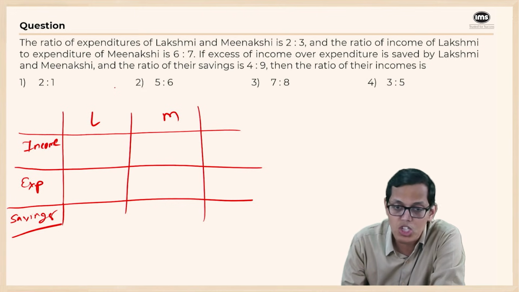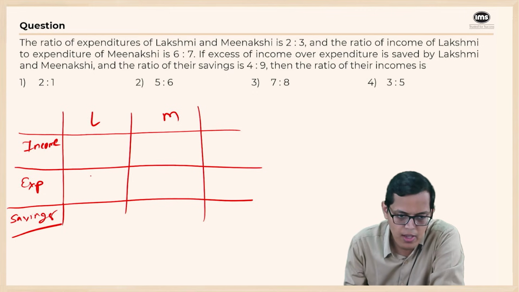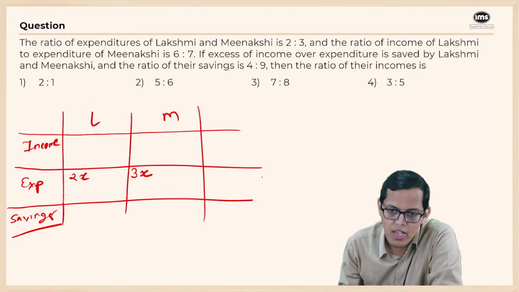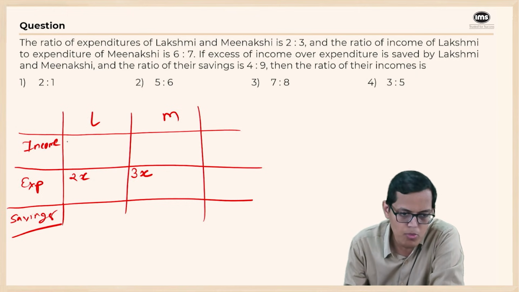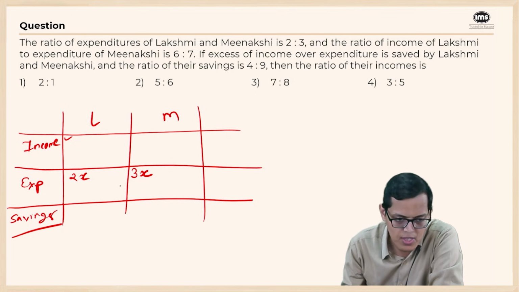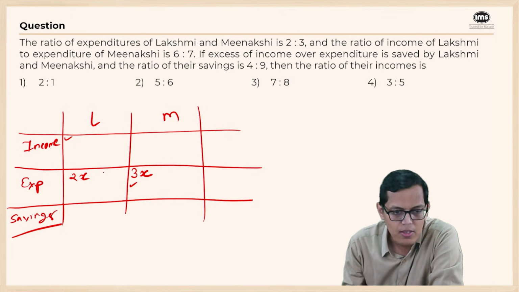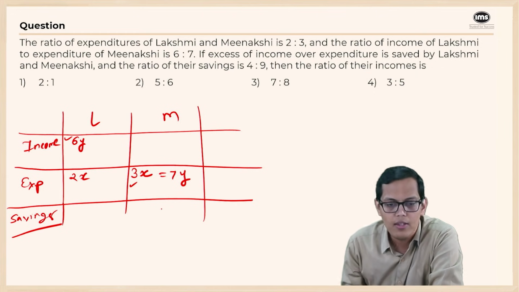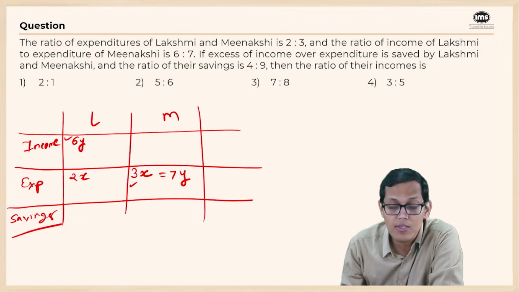Ratio of expenditure of Lakshmi and Meenakshi is 2:3. So here are the expenditures. I can say 2x and 3x here. These are the expenditures of Lakshmi and Meenakshi. Ratio of income of Lakshmi to expenditure of Meenakshi. Once again, this is the expenditure of Meenakshi. They are in the ratio 6:7. So I can write 6y and 7y. Now, the same item, that is expenditure of Meenakshi, is 3x as well as 7y.